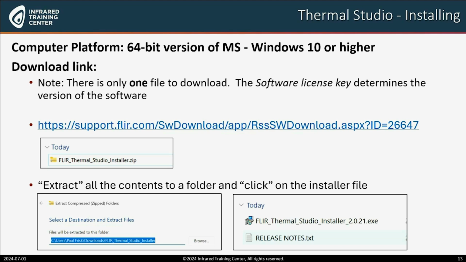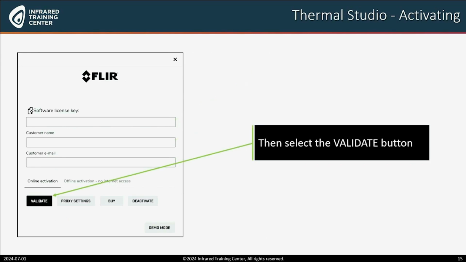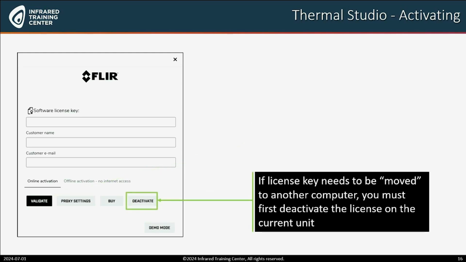Once you've downloaded the software, it is recommended that you extract it from the zip file to install it. Once installed, you need to activate by filling in the required information and then selecting the Validate button. If at any time you need to move the software from one computer to the other, it must first be deactivated. Also note, subscription license numbers can be used to activate the software on 2 computers concurrently.